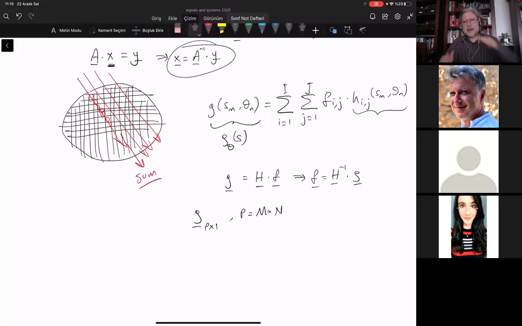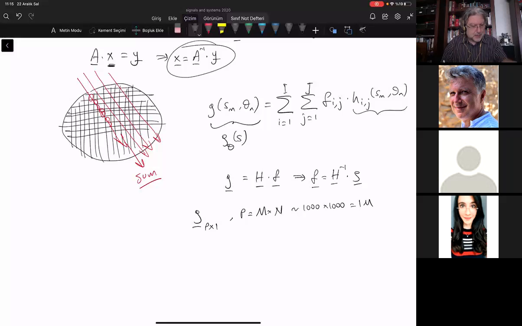M is the number of shifts along the S-axis. So the S resolution is determining your M. It may be very dense, so M is a large number, like at least 1,000, maybe more than that. N, on the other hand, is the variation of angles. How many angles can you have? Maybe again 1,000. So this will make like 1,000 times 1,000. So that's 1 million.